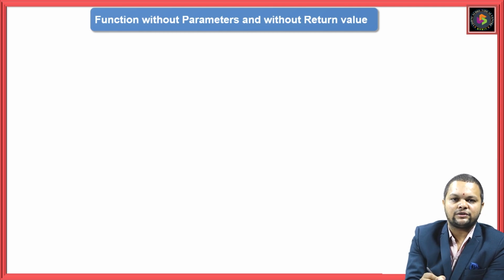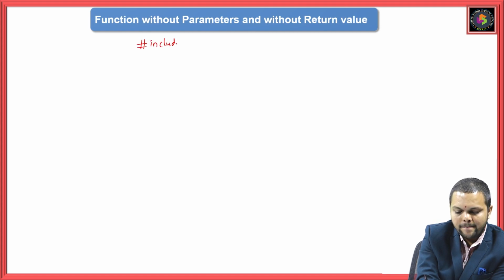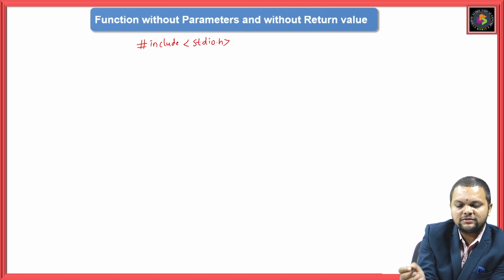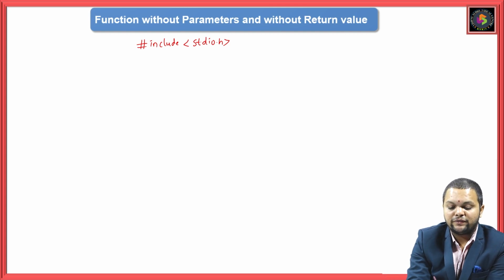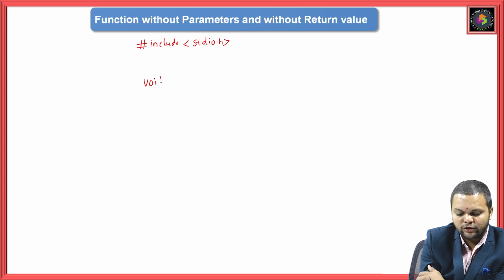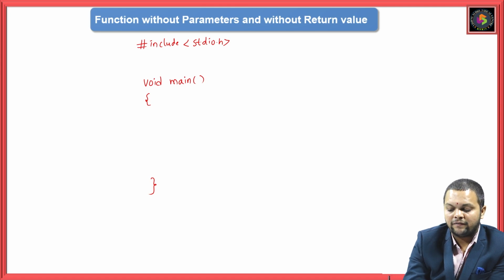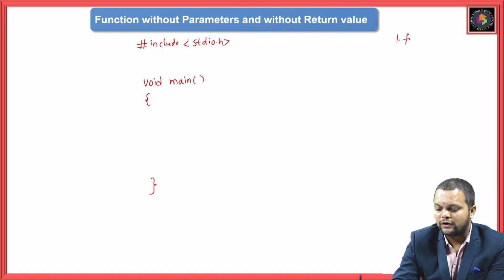So we need 3 parts in a function. The first part will be the function declaration part. I'm including the header file stdio.h. So, function without parameter, without return value. Now look at this, how we can have a function declaration. I'll show all that. I'll write void main. So without parameter, the first part I need is function declaration.